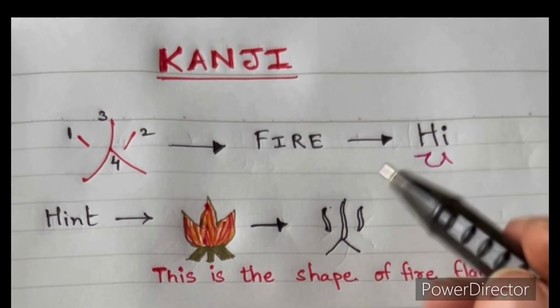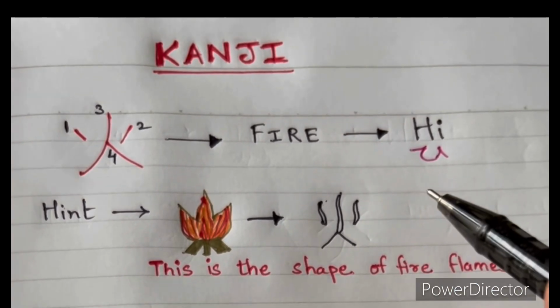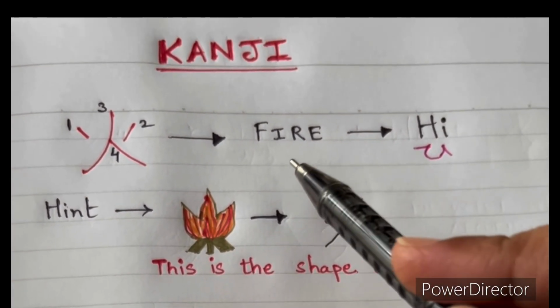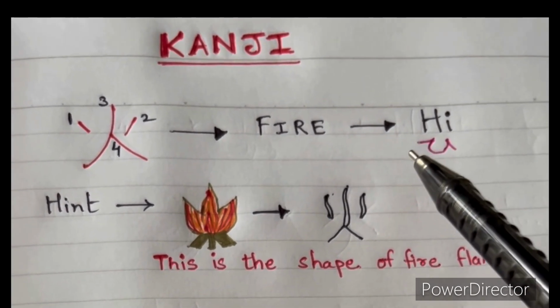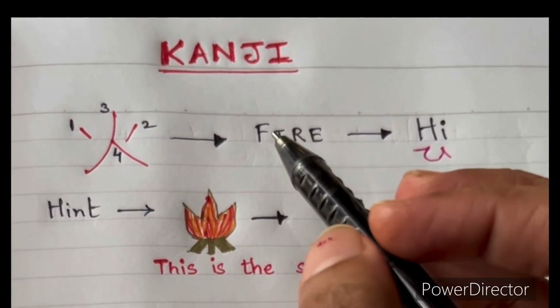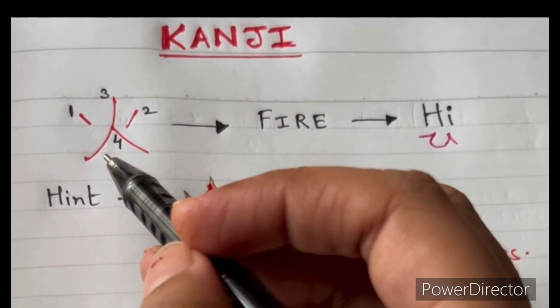Kanji. So today I am going to tell you about some kanji and how to remember them. The first one is fire. Fire is also known as hi in Japanese. The kanji for fire is just like this. Let's see the strokes of this kanji.